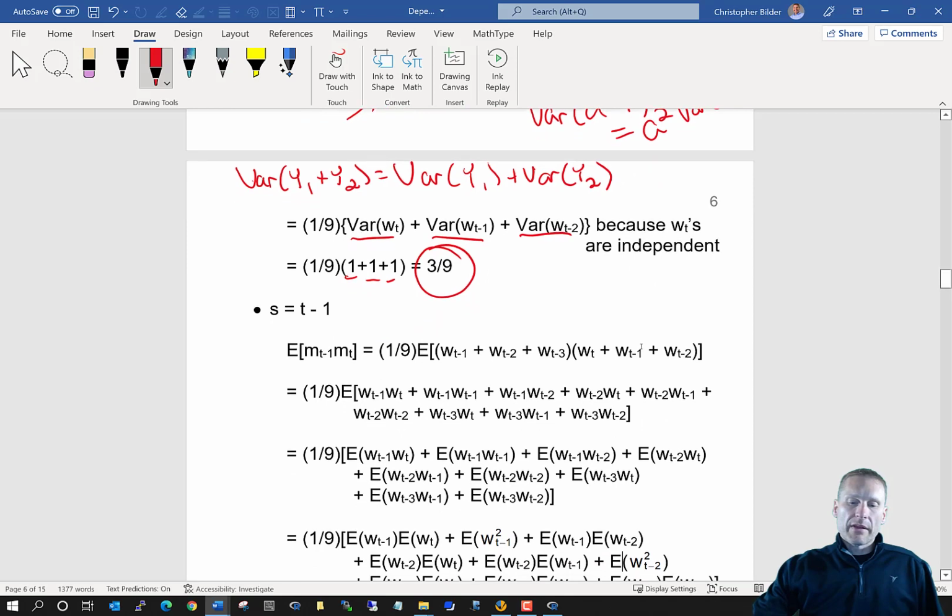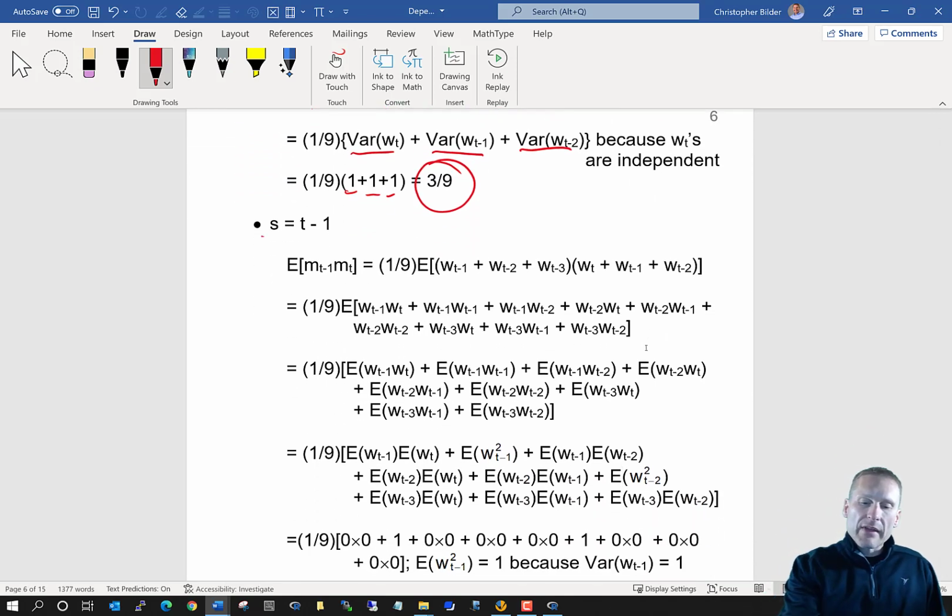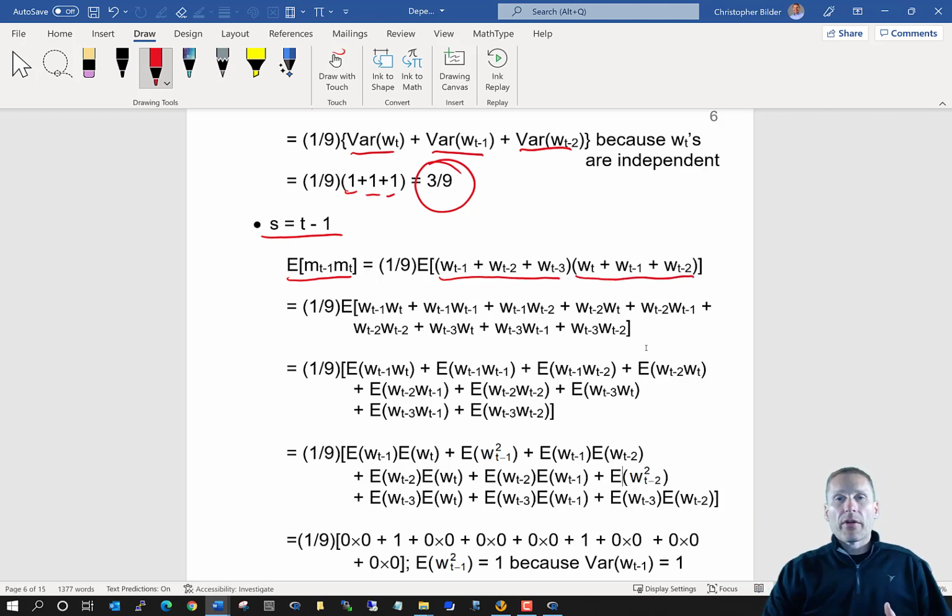Okay, let's do one more of these. Suppose now that s is equal to t minus 1, so we're going one time period into the past from where t is itself. To find the autocovariance, then I need to find the expected value of m sub t minus 1 times m sub t. So what I do is I write out what m sub t minus 1 would be, and also m sub t. Each of them have a divided by 3 with them, and so I can factor that out, and so that's why I have this 1/9 out in front.